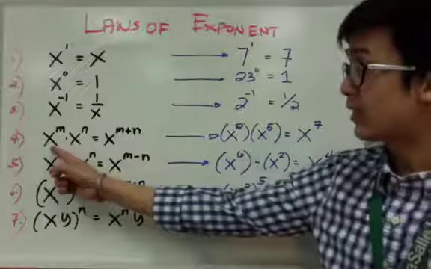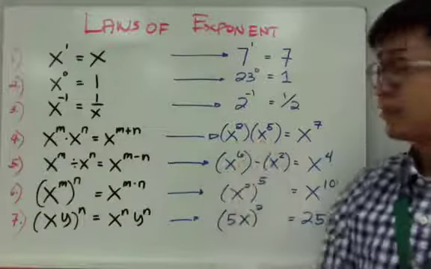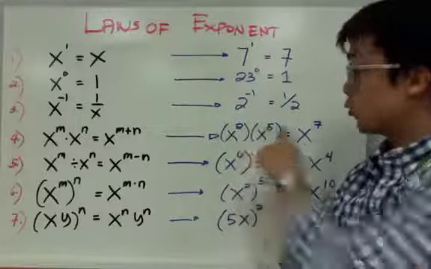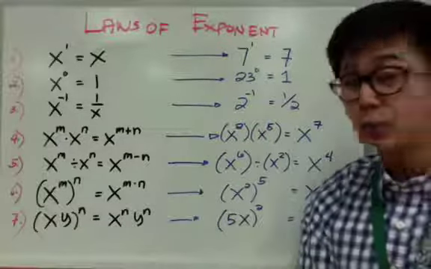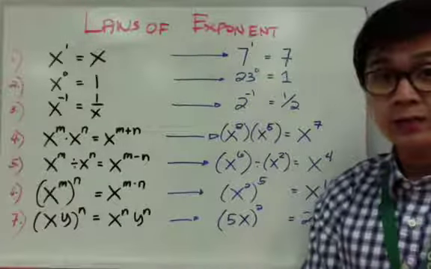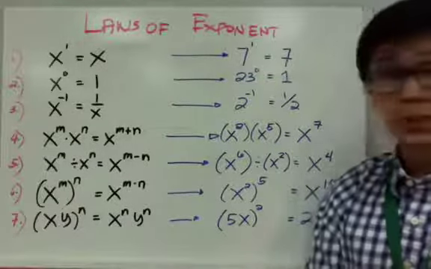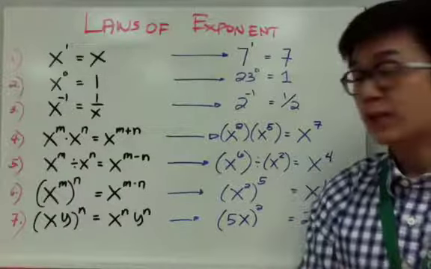Now, common error ulit. Pag nakakita kayo minsan ng x squared times x to the 5th, usually i-multiply nyo yung 2 and 5. So, hindi yun yung law. So, mahalaga na alam nyo yung law at alam mo yung rule na hindi siya minumultiply, kundi i-add siya. Kasi may ibang law or ibang rule ng pag-multiply ng exponents. At dadaan tayo dun mamaya.